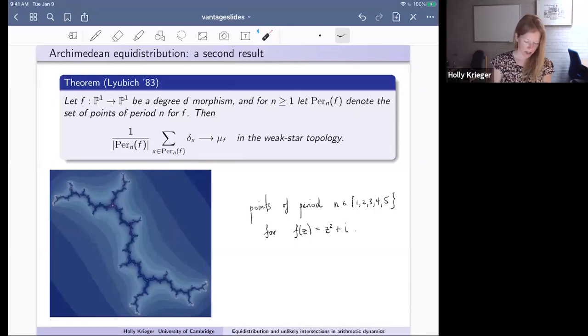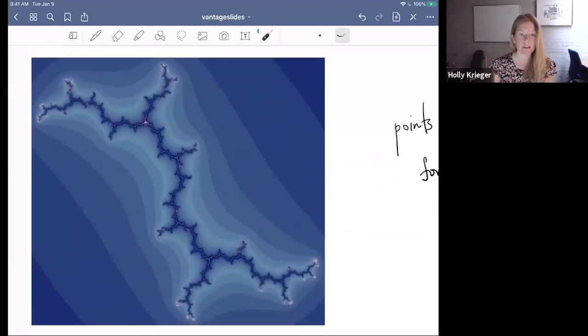The picture is a little harder to see here, but in this picture I again have the map z squared plus i, and I've tried to pick out the points of period 1 through 5. Remember, all but finitely many of the periodic points live in the Julia set. In this picture, all of them do. And you can see them living here and distributing more or less evenly on that Julia set.